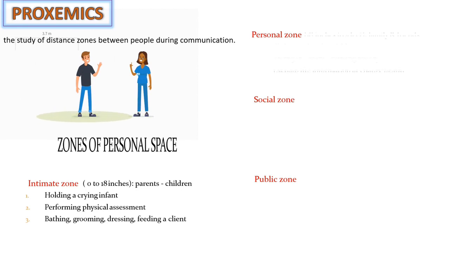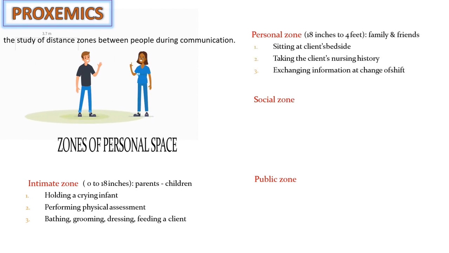The personal zone as well. The personal zone is between family and friends, from around 18 inches to 4 feet, well enough to talk to friends and family. Sitting at the client's bedside is one application. When taking a client's nursing history, we utilize the personal zone. And also when we exchange information during change of shift.